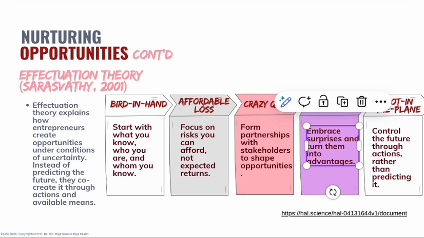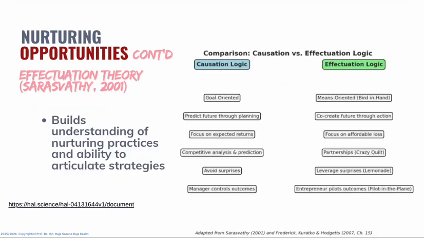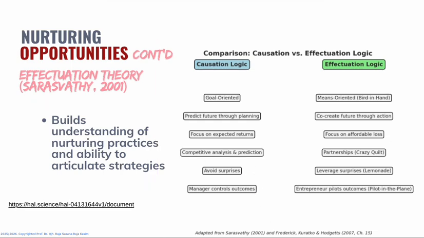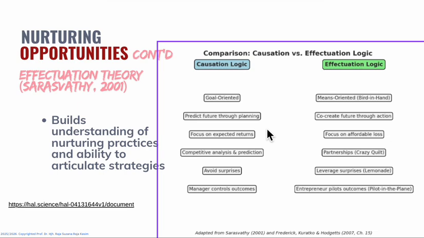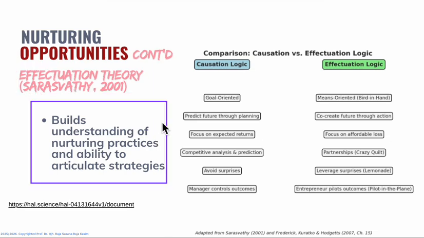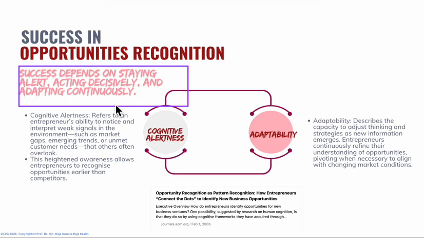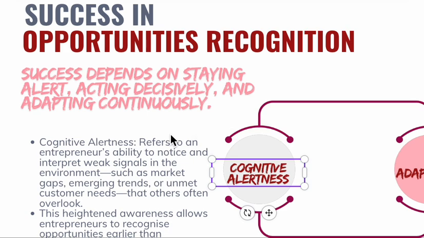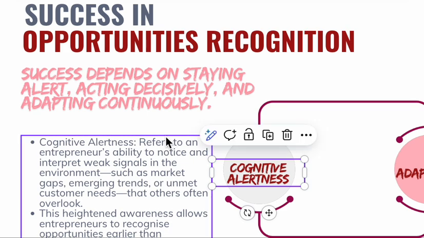Now, let's talk about what makes an entrepreneur truly successful in recognizing opportunities. Because here the key point on this slide is that success depends on staying alert, acting decisively, and also adapting continuously. So I'm going to skip this because we have discussed building towards the effectuation theory. But let us take a look at cognitive alertness, when we talk about successful stories of entrepreneurs who recognize opportunity.